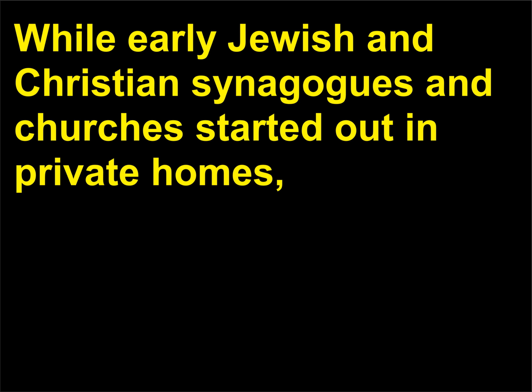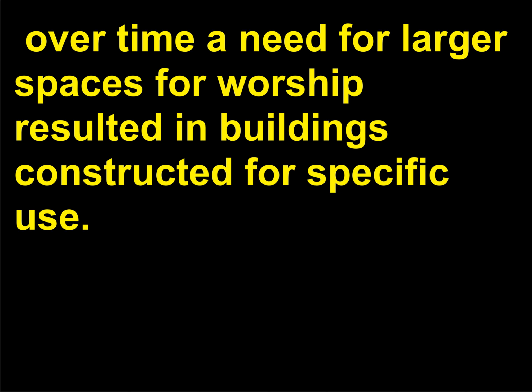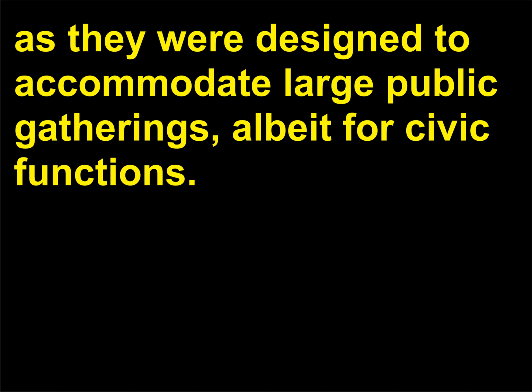While early Jewish and Christian synagogues and churches started out in private homes, over time a need for larger spaces for worship resulted in buildings constructed for specific use. The Roman basilica structure was particularly inspirational to early Jews and Christians, as they were designed to accommodate large public gatherings, albeit for civic functions.